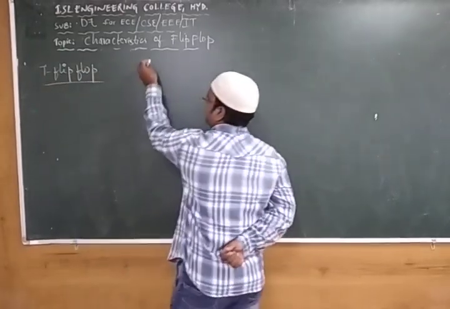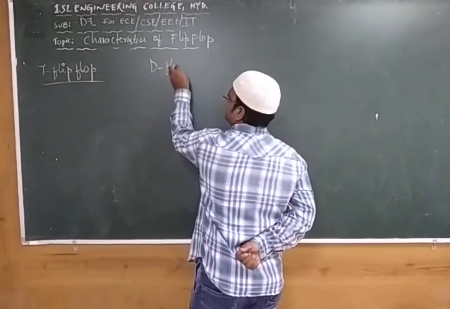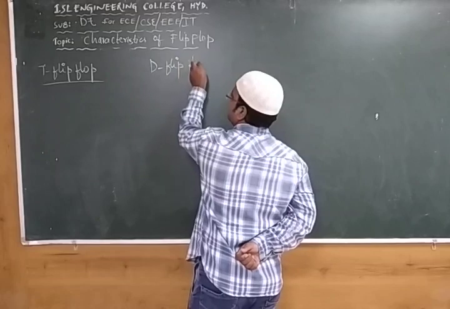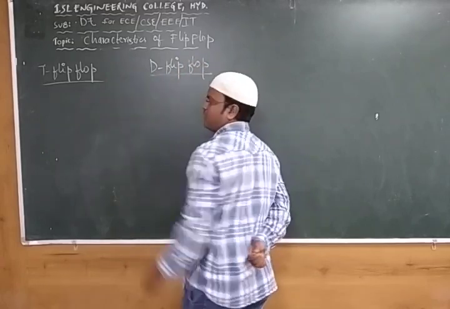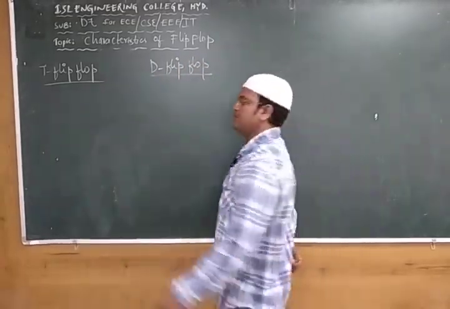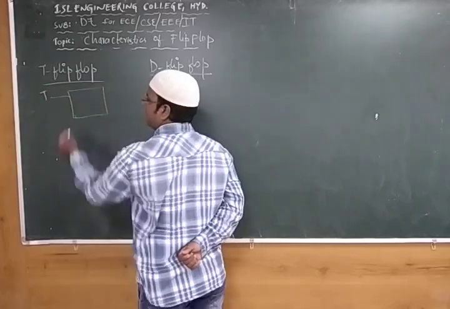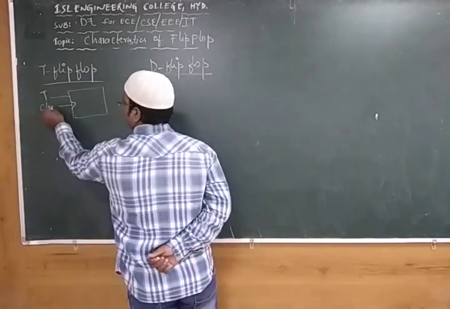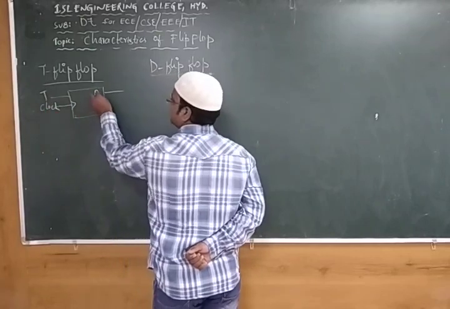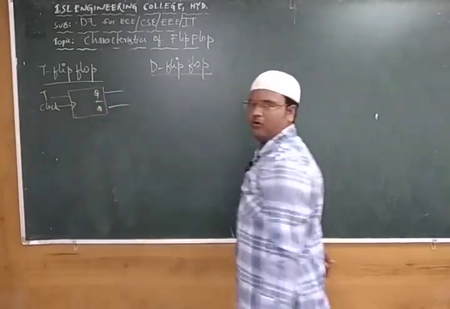T flip-flop and D flip-flop. So this I have already covered. I just want to tell you the difference between these. Both are having the unary operator. That means both are using a single input. T is the input over there, and we're going to give a clock pulse to it, and we're going to produce the output as Q and Q bar. So these are the two outputs.